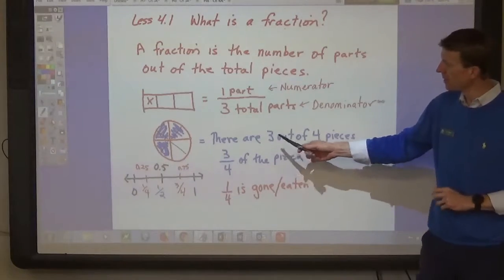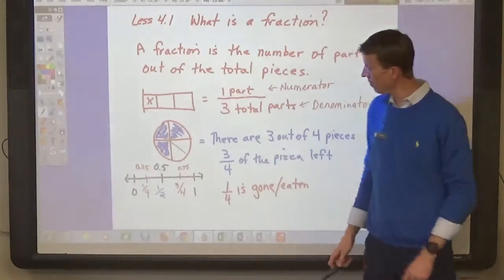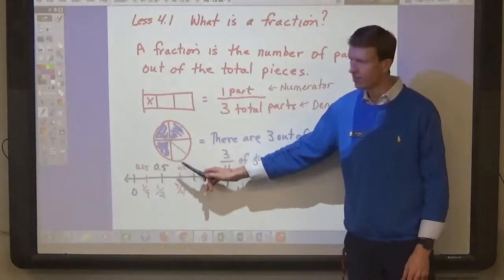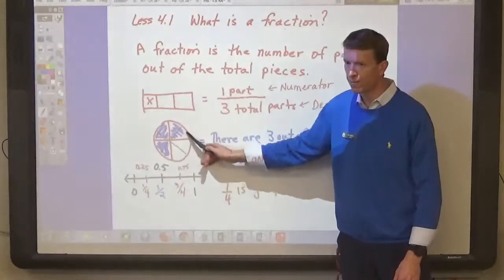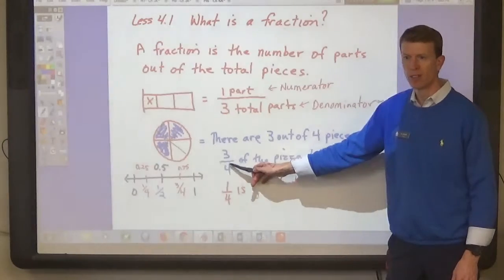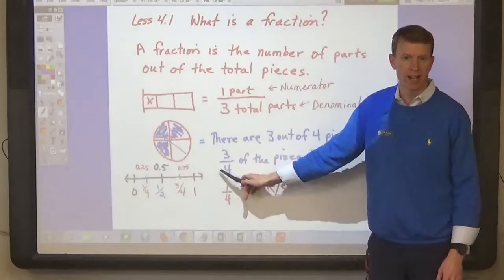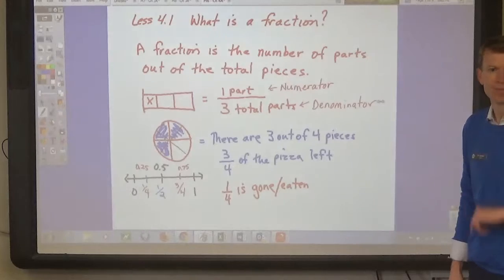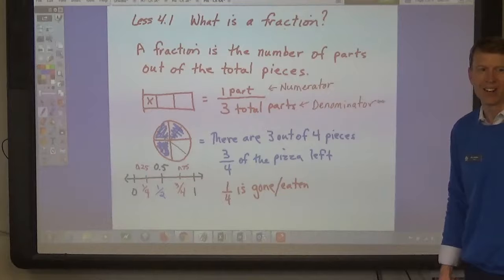Let's say that the pizza was cut into fourths. Okay? And somebody had one of them. Then there are 3 out of 4 pieces left. That's a fraction, 3 out of 4. 3 is the number that are still there. And 4 is the what? The total. The total amount started.